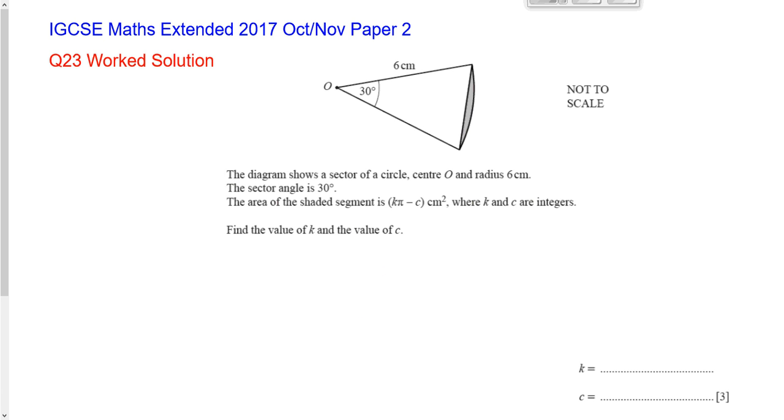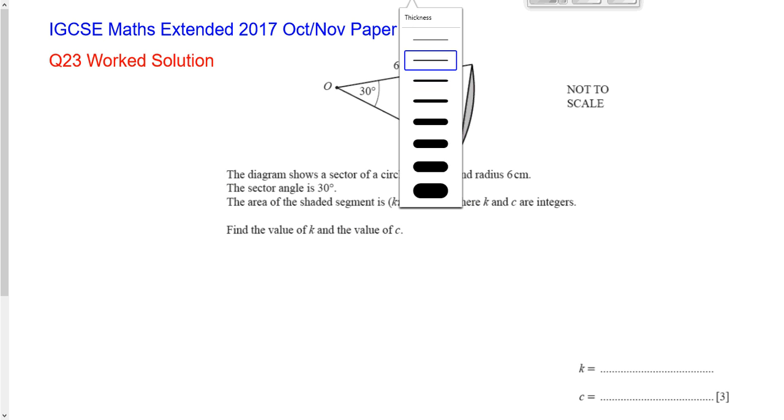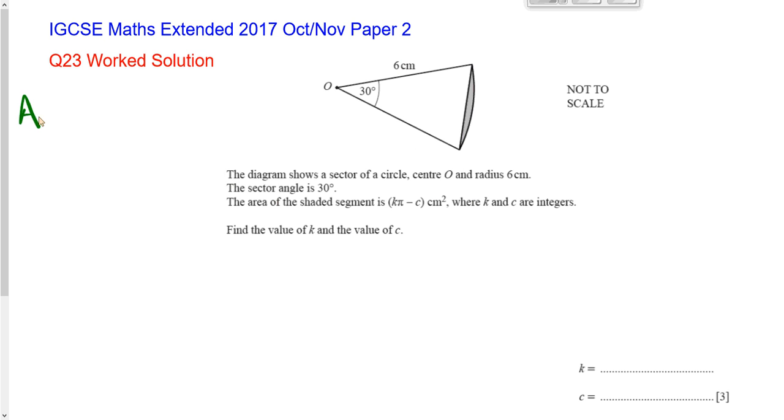Now, the first thing I think when I see a problem like this is: what do I know about sectors and what do I know about areas? Okay, so we have a sector of a circle. Now, I know that the area of a circle is equal to pi r squared. I know that. But I don't have a whole circle here. I've only got a sector, I've only got a part of the circle.